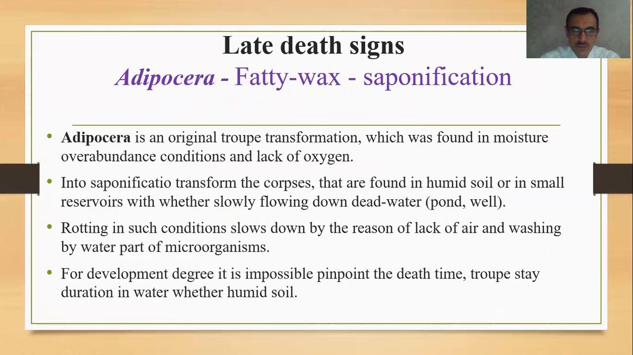Next process is adipocere, or the fatty wax, or the saponification. Adipocere is a transformation which is found in conditions of moisture overabundance and lack of oxygen, where corpses transform into saponification. The corpses are found in humid soil or in small reservoirs with slowly flowing water, dead water, pond, well. Rotting in such conditions slows down by the reason of lack of air and washing by water of part of microorganisms. By the degree of development, it is impossible to pinpoint the death time or the true stay duration in water or humid soil.